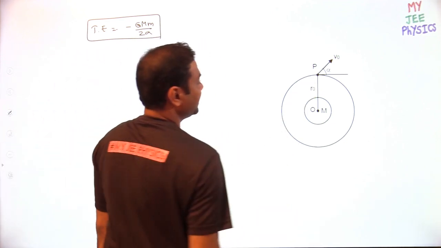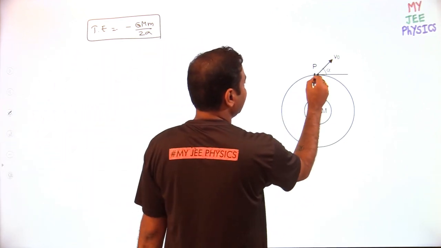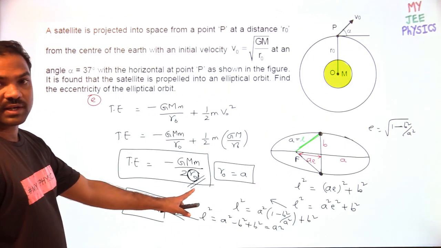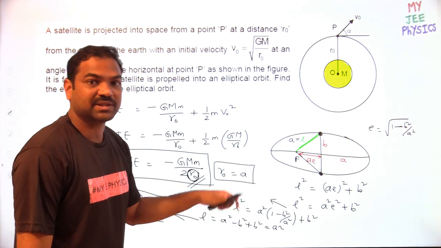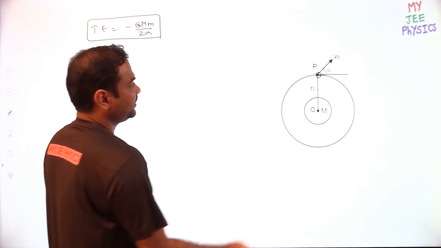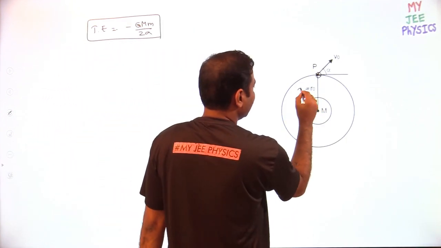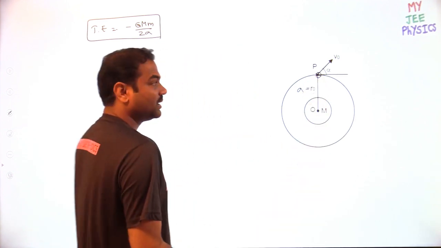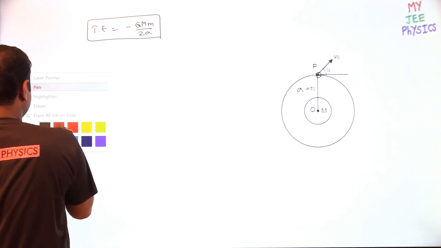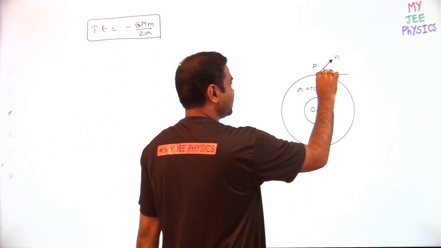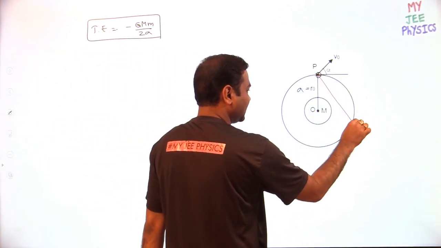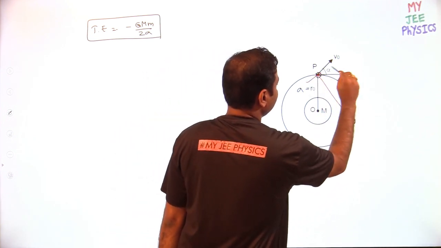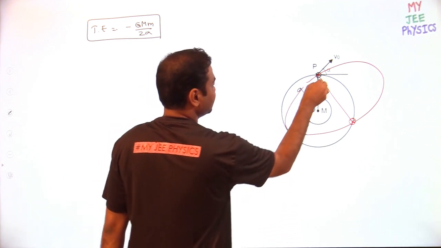But here the total energy value we are getting is minus G M m by 2 R naught. That means R naught is equal to the semi major axis. So this is the semi major axis, which implies this point is an extreme of the semi minor axis. So you will find somewhere the other extreme of the semi minor axis, and then the particle will go in what path? Elliptical path, something like this.